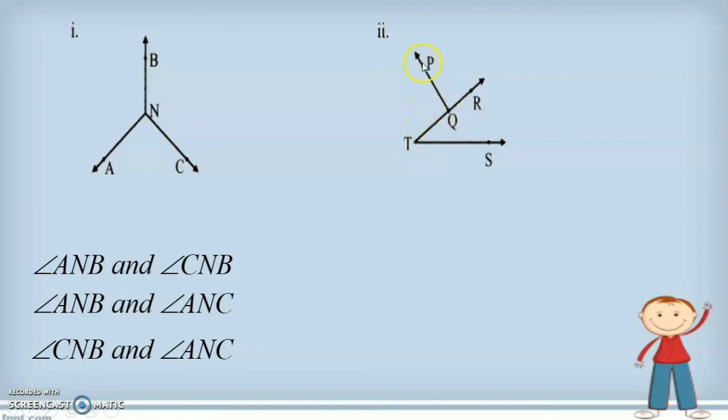PQ is the common arm for angle PQR and angle PQT, and point Q is the common vertex for both these angles, and angle PQR and angle PQT have separate interiors. So, angle PQR and angle PQT are adjacent angles in this example.